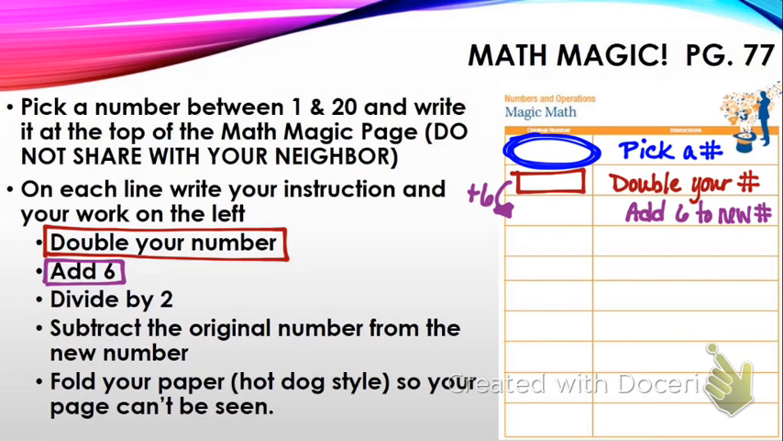Everybody doing good so far? You've picked out your number, you've doubled it, wrote it down. Then you took that new number after you doubled it and you added 6 to it, right? Okay. Now take whatever you got after you added 6 and divide it by 2.